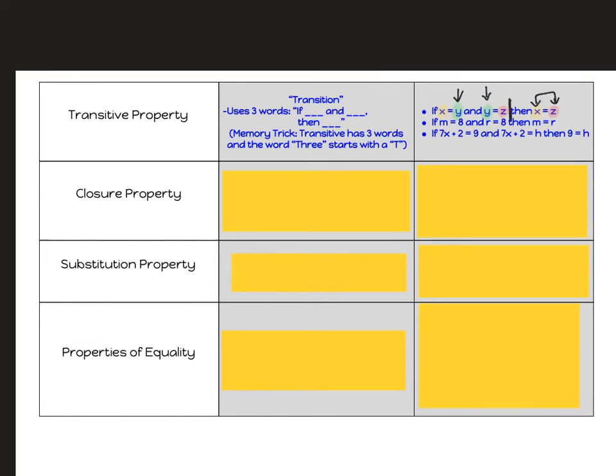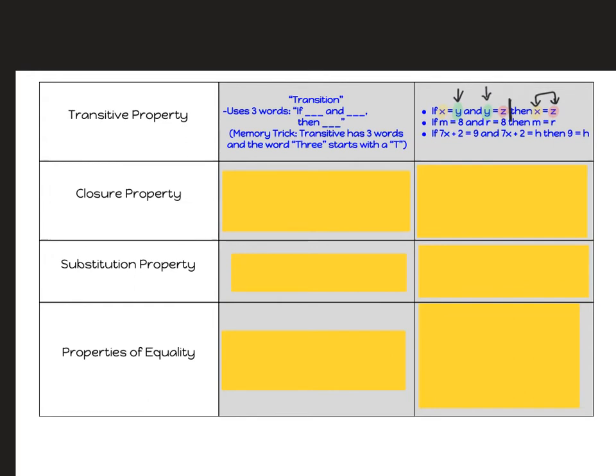All right, so I'm going to read the second example, but then work through the third example with you. If m equals 8 and r equals 8, then m must equal r. That probably makes sense in your head. But now let's look at the third example because it's got a little bit more going on with it.